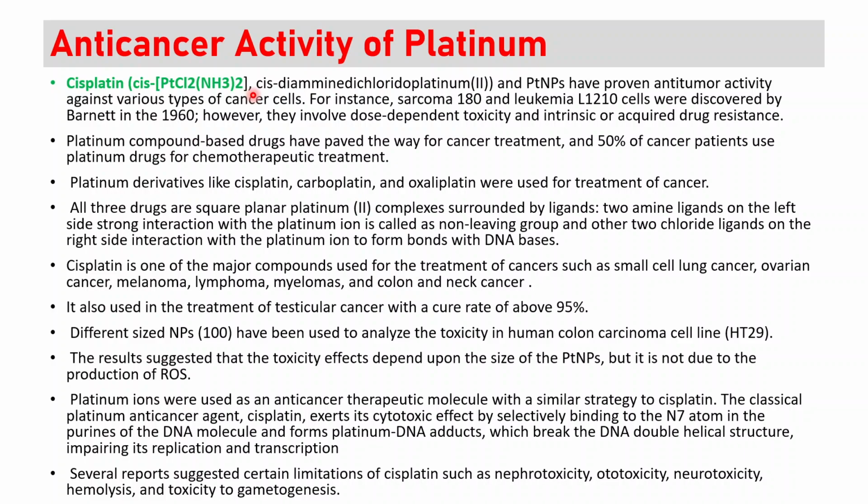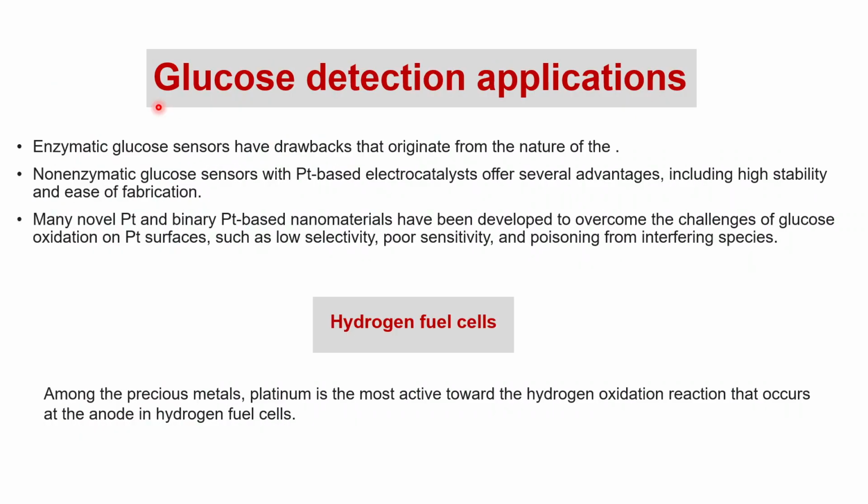We know the story of cisplatin and the anti-cancer activity of platinum, and I will not discuss it. The next application is glucose detection. Especially when we were looking into the gold nanoparticle, we can also see the glucose detection there. Enzymatic glucose sensors have drawbacks that originate from their nature. The non-enzymatic glucose sensors based on platinum-based electrocatalysts offer several advantages, including high stability and ease of fabrication.